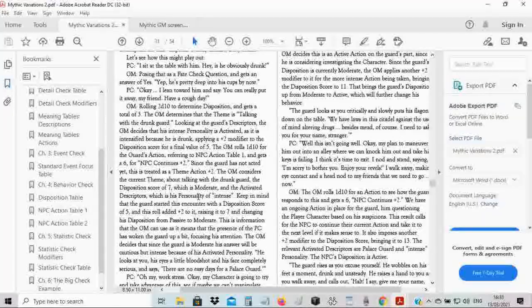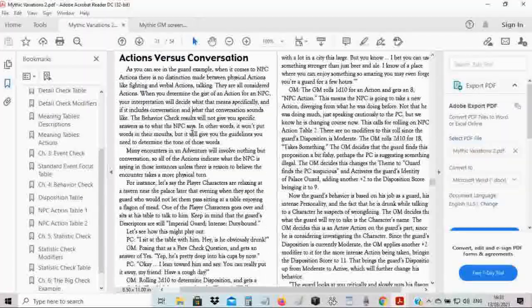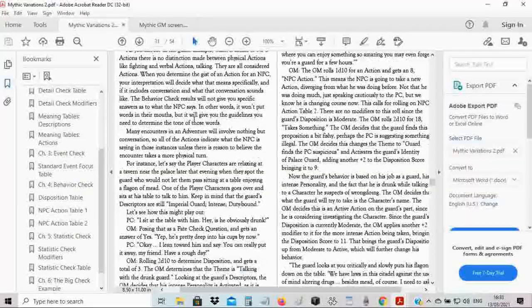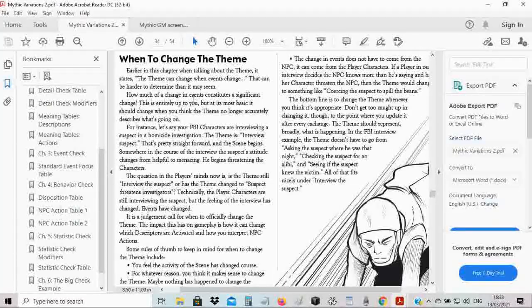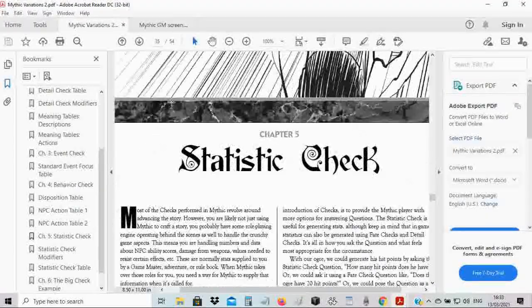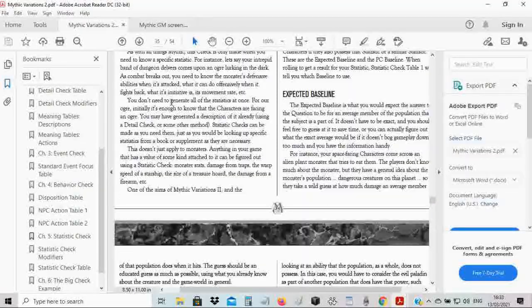Okay. Now, another thing to consider is actions versus conversation. You can interpret this as combat versus social, but it all boils down either to your GM or what you and your group decide on. If you do not have a GM, it's better if you decide on this as a group. Now, let's move on to the next part, a statistics check. What you expect from the game.